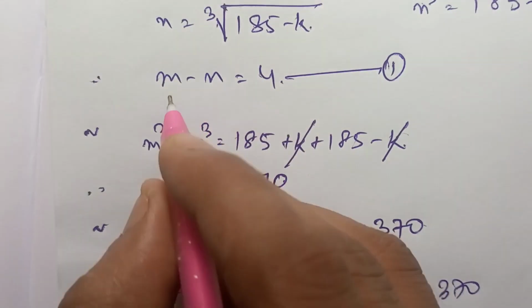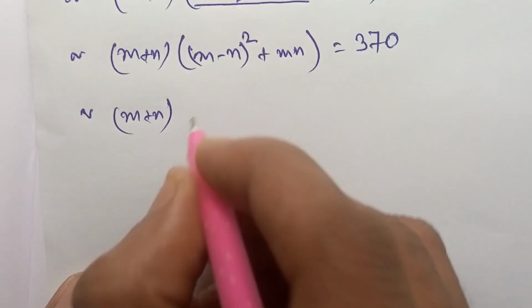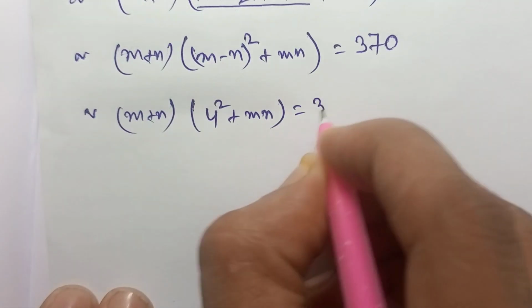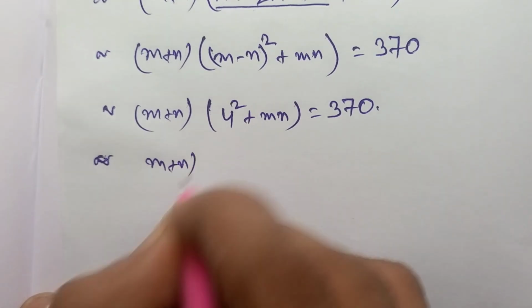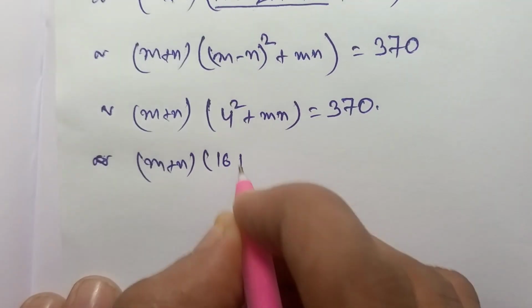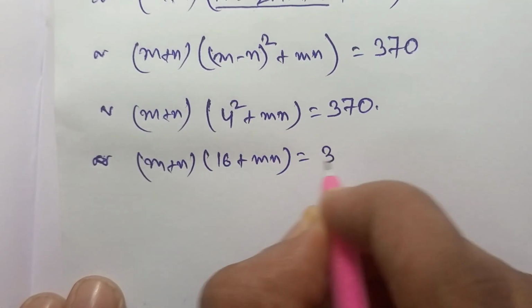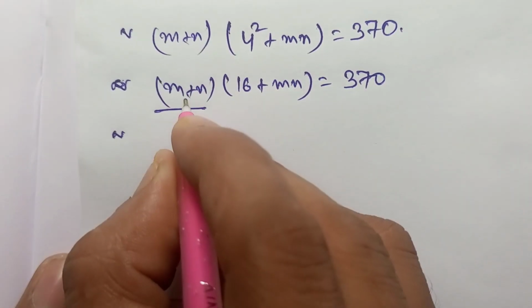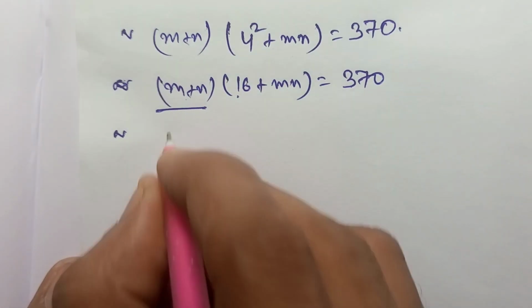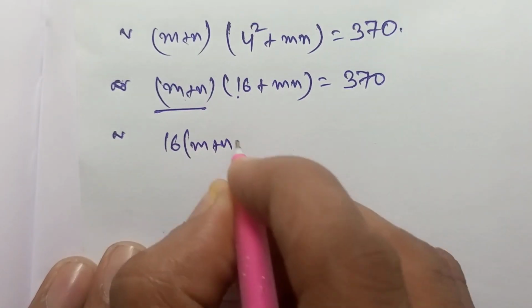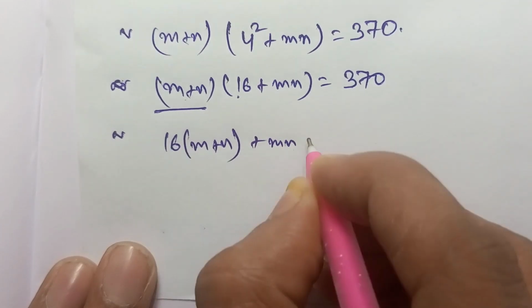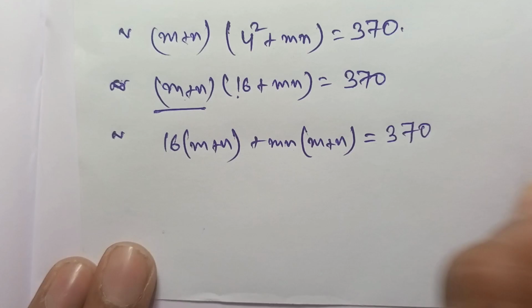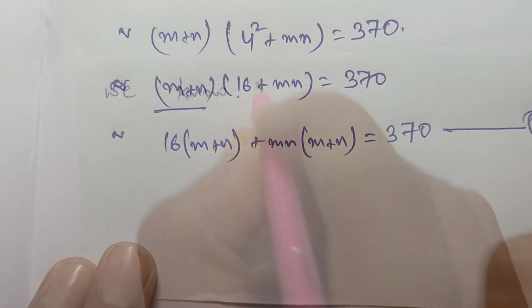Now in this line we have the value of m − n, which is equal to 4. Just put it here in this equation. So it will be (m + n)(4 square + mn) is equal to 370. 4 square is 16, so (m + n)(16 + mn) = 370. Now we open the bracket 16 + mn, so it will multiply with m + n for both terms. So it will be 16(m + n) + mn(m + n) is equal to 370, and this is equation number 2.